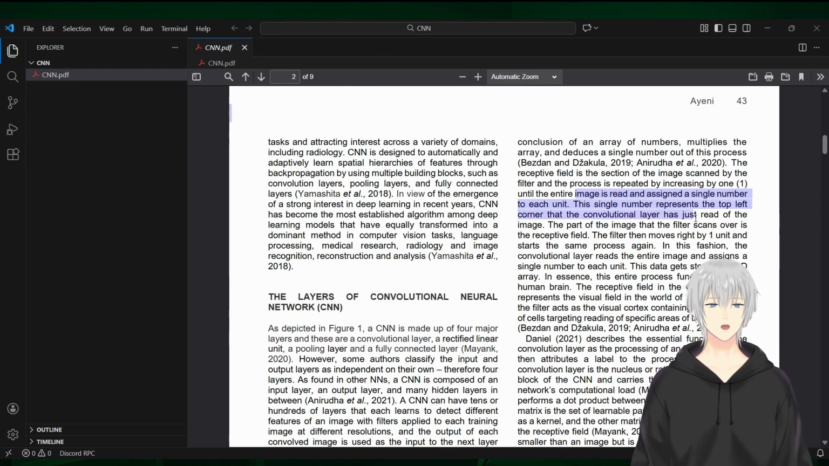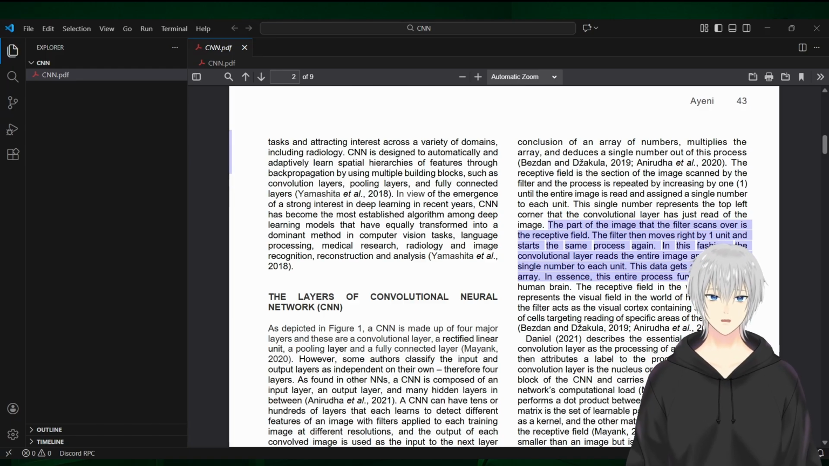The convolutional layer has just read the image. The part of the image that the filter scans over is the receptive field, and the filter moves right by one unit and starts the same process again. In this fashion, the convolutional layer reads the image and assigns a number to each unit. This data gets stored in a 3D array. In essence, the process functions like the human brain's receptive field in a CNN.